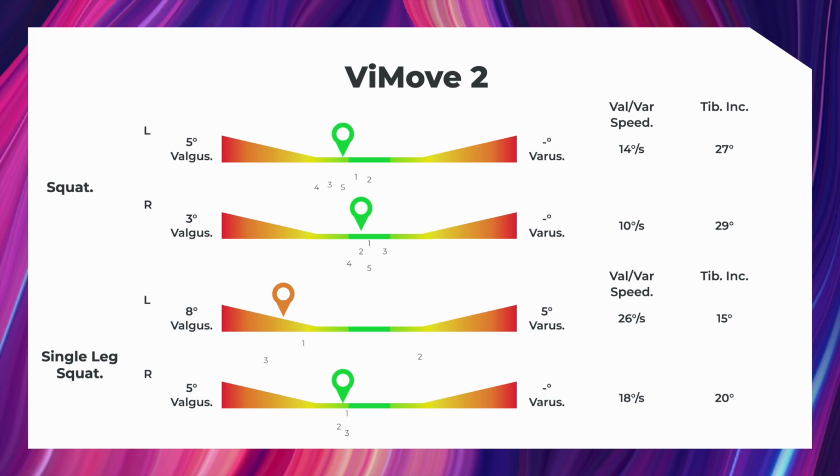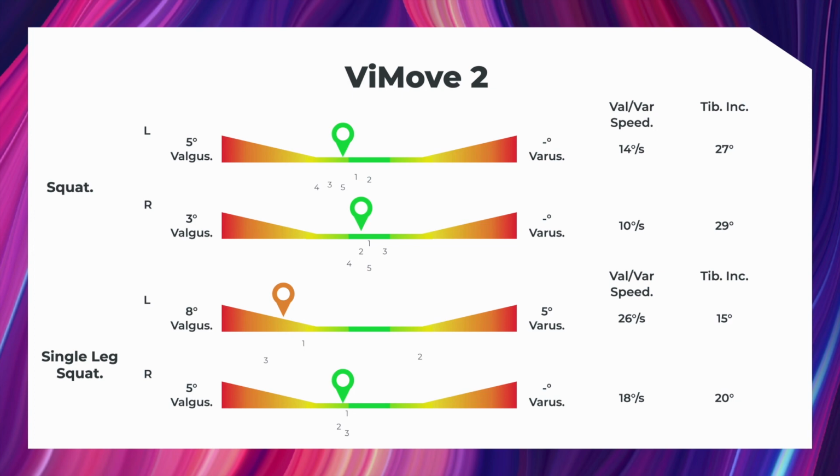Anyone can look at that and go straight away, green means good, squat is okay. Next we come along to the valgus varus speed. So this is effectively the control, how quickly they fall into this valgus and varus. As a norm, we want to be looking at around 15 to 20 degrees per second. That's your maximum. Ideally, you want less than 10, but 15 to 20 is more than adequate. And again, we can see here we've got 14 degrees per second and 10 degrees per second.